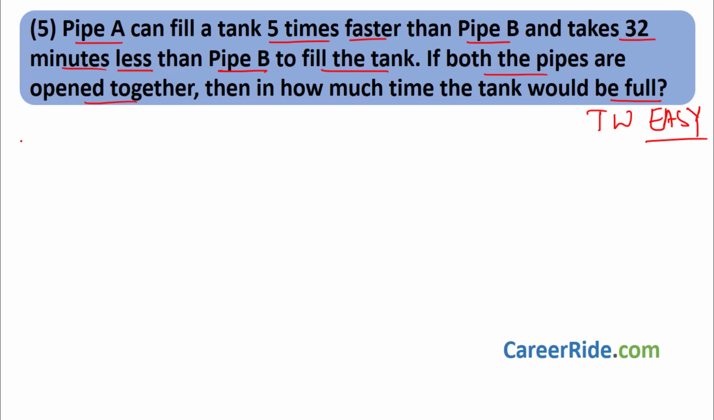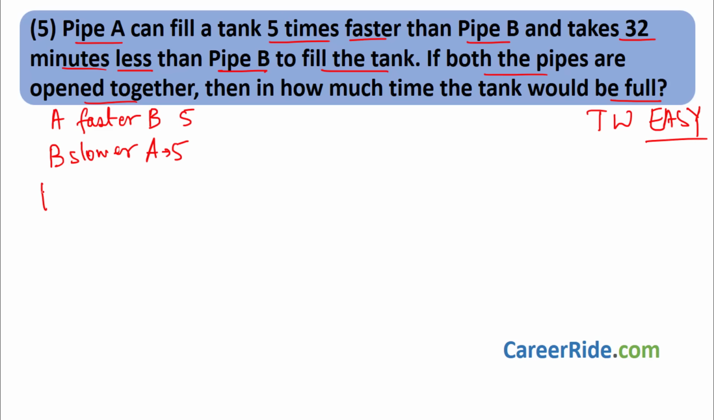Now what have they given? They have given that pipe A can fill a tank 5 times faster than pipe B. That means A is faster than B. What does that mean? B is slower than A, right? Now A is 5 times faster than B, 5 times. So B is also, what does that mean? B is 5 times slower than A.